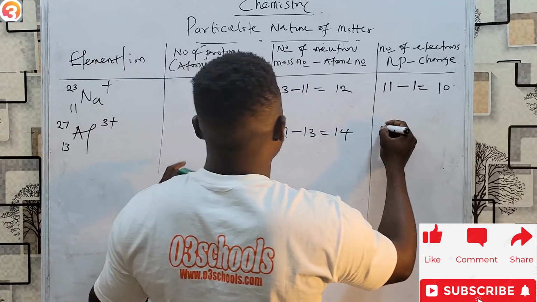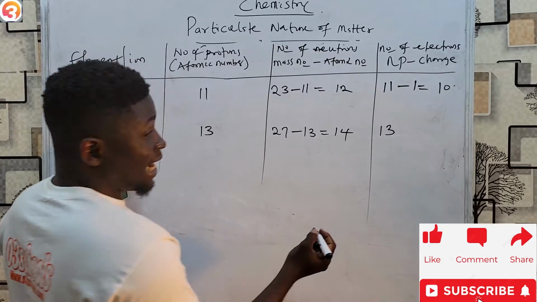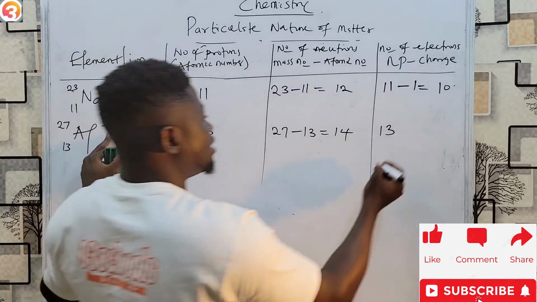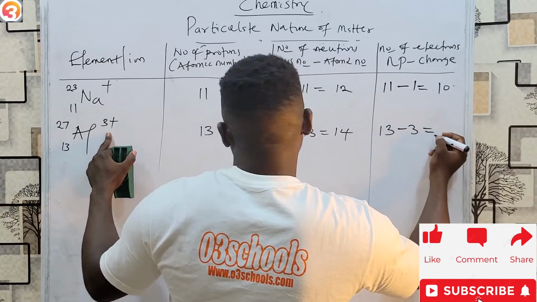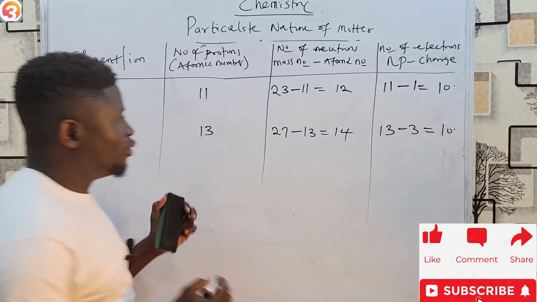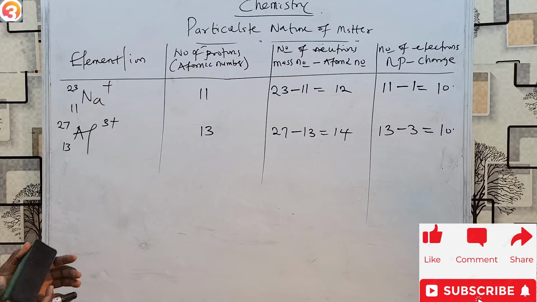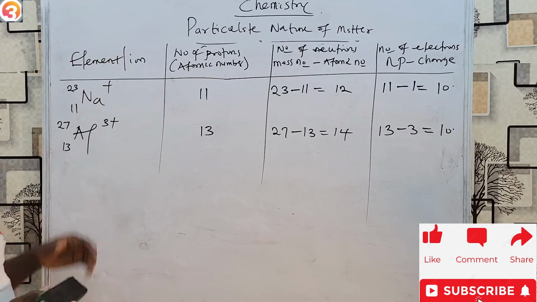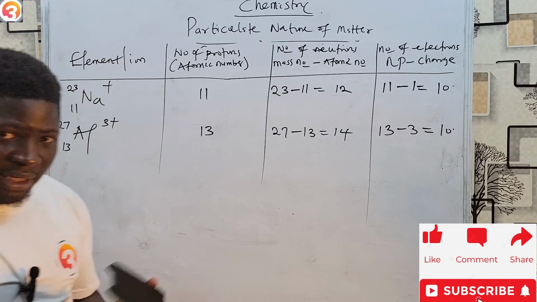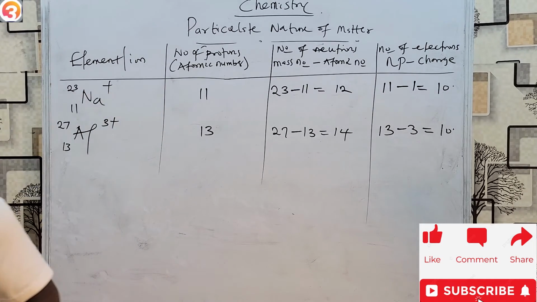Okay, now what is the number of electrons? The number of protons is 13. What is the charge? The charge is 3 plus. That is minus 3, and our answer will now become 10. So we are able to find the number of protons, neutrons, and electrons in the aluminum atom, right? So now let's go to another one.